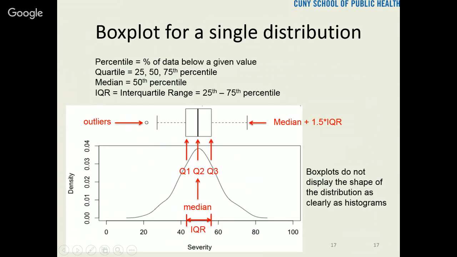So you have this thick middle line at the median, the value where half are above and half are below. Then the box extends out to the first quartile and the third quartile, so the difference between them is the interquartile range. And then these whiskers extend either out to your furthest data point or to the median plus 1.5 times the interquartile range, depending on whichever is smaller.